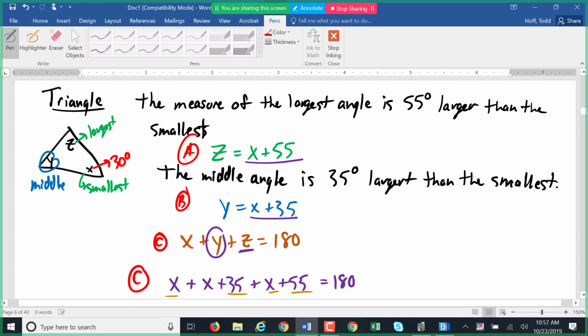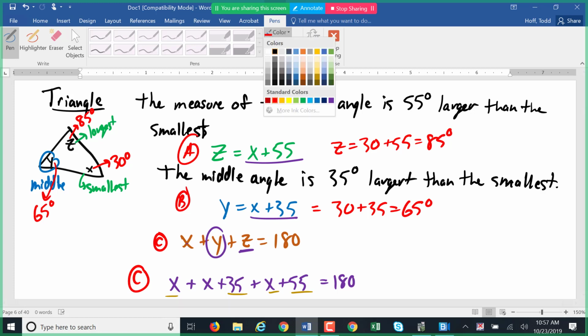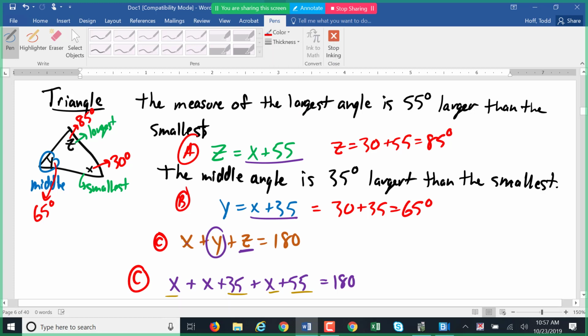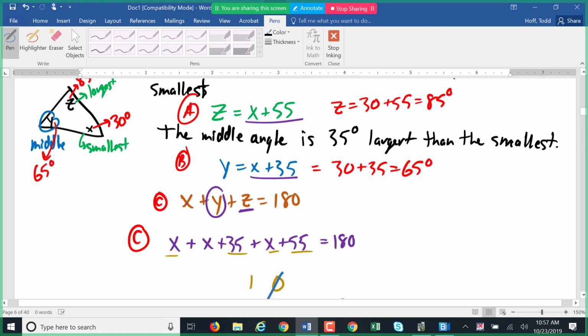Now, I didn't really ask a question here, but I implied that I was looking for all three angles. So I have to go back and find the others. Angle Z equals x plus 55. So 30 plus 55 is 85 degrees. So Z, 85 degrees. Y equals x plus 35. So that's 30 plus 35 is 65 degrees. So Y is 65 degrees. Well, that's a relatively simple example of a system of equations.